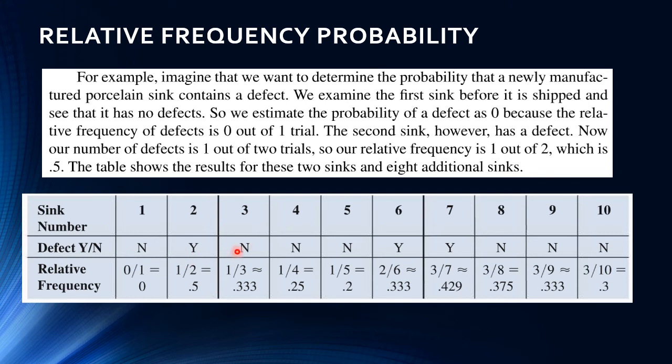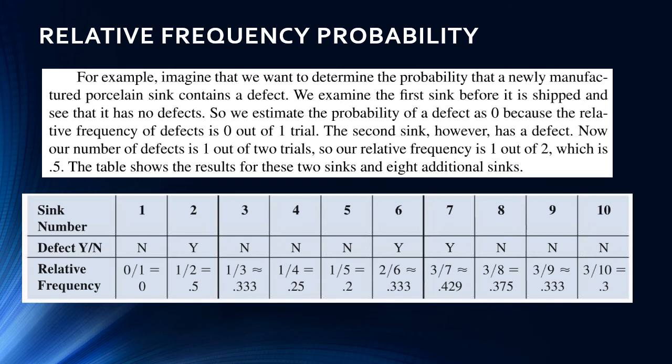So now we had 1 out of 3, right? And no defects, 1 out of 4. No defects in the fifth, 1 out of 5. But the sixth had a defect, so we had 2 out of 6, or 1/3. Seventh had a defect, so we had 3 out of 7, or 0.43. And then no, and we get up to 3/10 and back to 0.3.